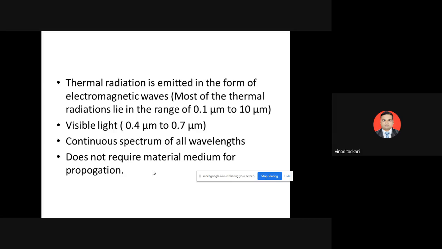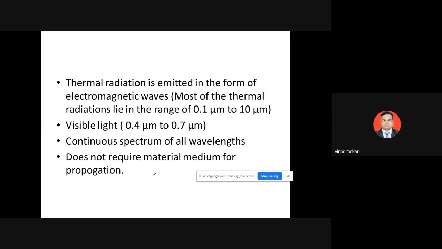You might be knowing micro, nano, angstrom. Okay, I will just clear. 10 raised to minus 6 is micro. 10 raised to minus 9 is nano. 10 raised to minus 10 is angstrom, right? Anyway, so thermal radiations lie in the range of 0.1 micrometer to 10 micrometer.